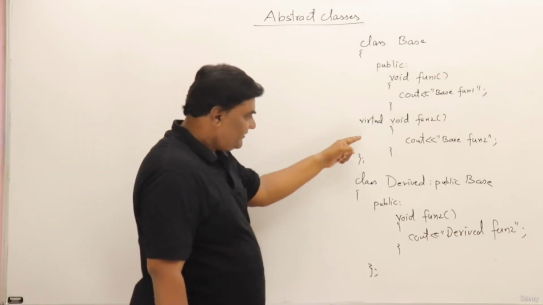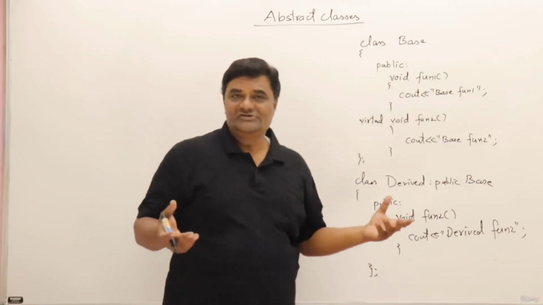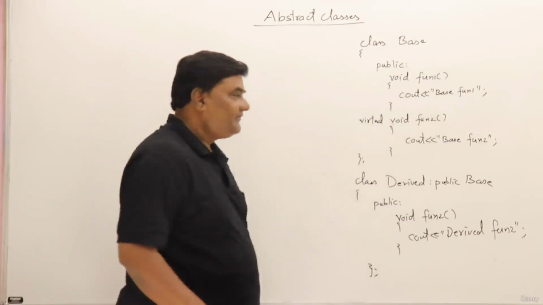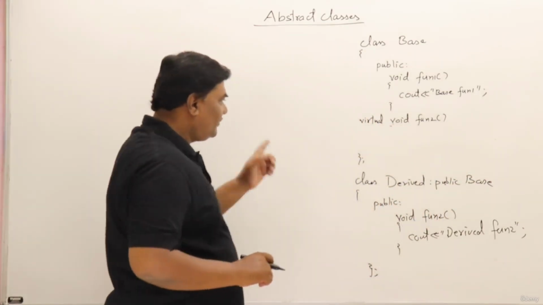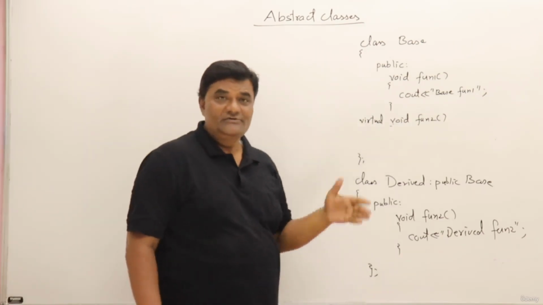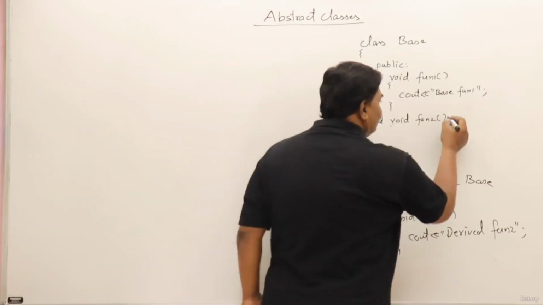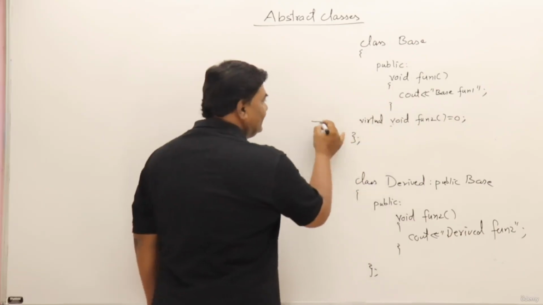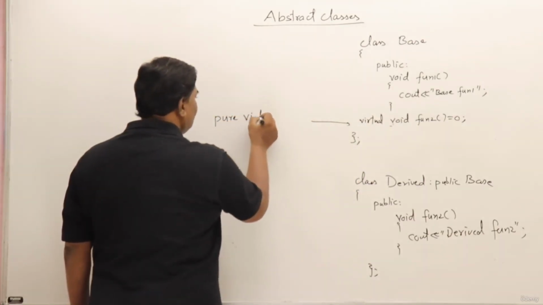Suppose I want the body of that function only in the derived classes. Base class has no functionality at all. It is just having a function, right? Just a prototype of a function. So let us remove the body. If you remove the body, this will not do. You have to implement the function, so either you have to do it outside using scope resolution. No, I don't want to do that also. Then make it assign 0. Assign 0. Then this is called a pure virtual function.